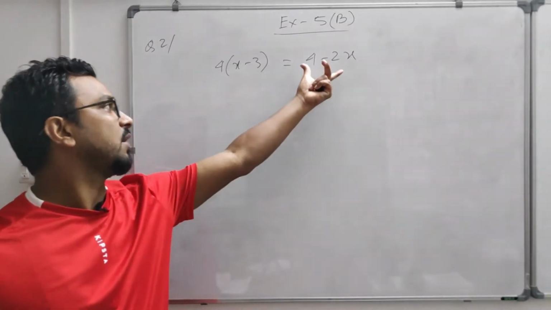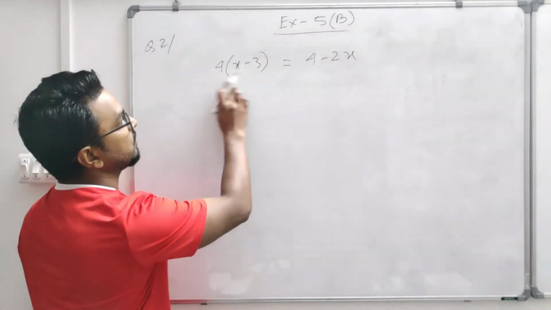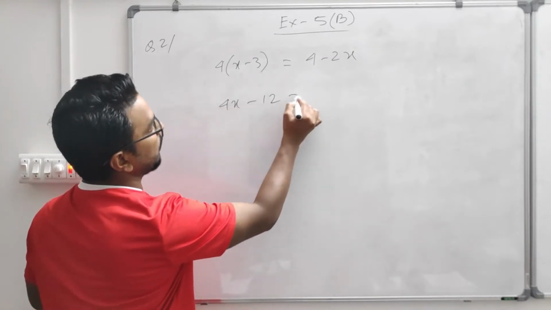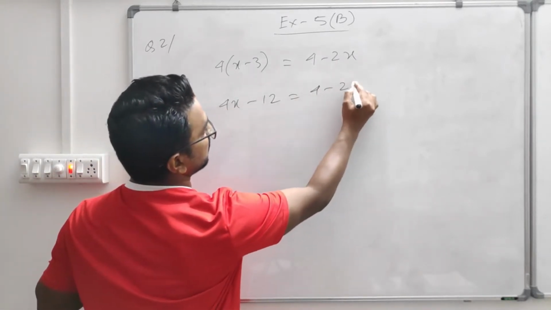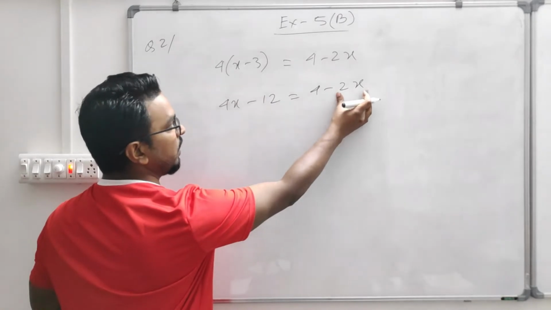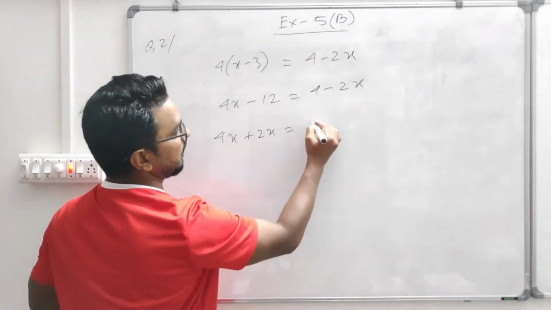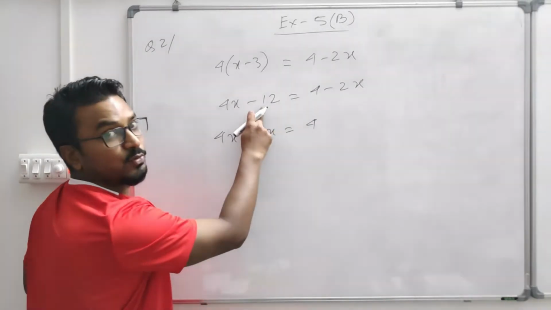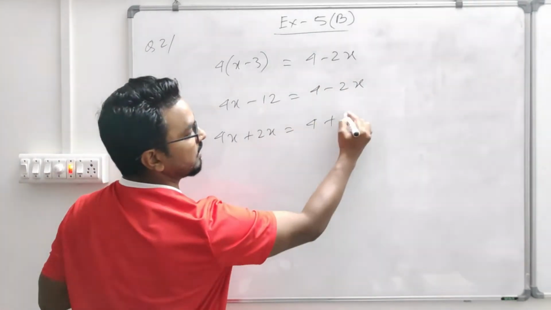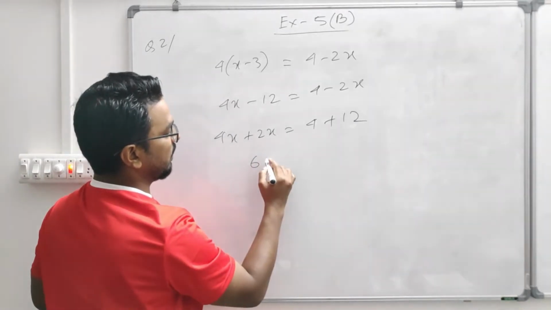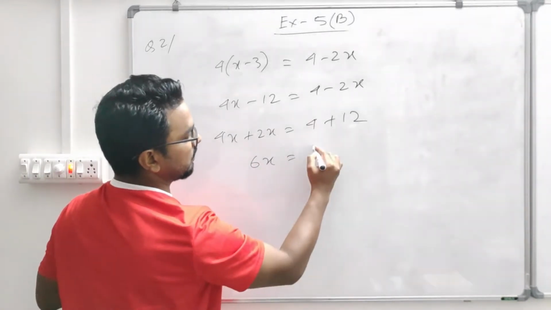So we'll solve in the same method. First you open this bracket. If you multiply, it will become 4x minus 12, and this is 4 minus 2x. Bring this 2x to the left hand side, so it will become 4x plus 2x. Here it is 4. Take this minus 12 to the right hand side, it will become plus 12. So if you add these two, you will get 6x and this one 16.